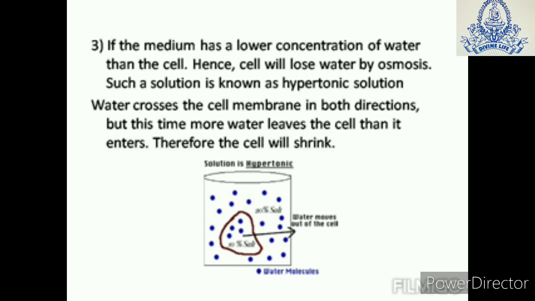Third case. Now the medium has a low amount of water compared to the cell. Hence the cell will lose water by osmosis. Now, such a solution is known as what? Hypertonic solution. Now, water crosses the cell membrane in both directions, but this time more water is leaving the cell than it is entering. Therefore, the cell will shrink. Shrink means a decrease in size.